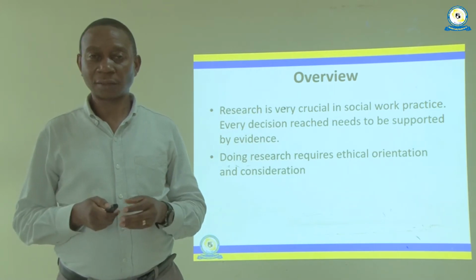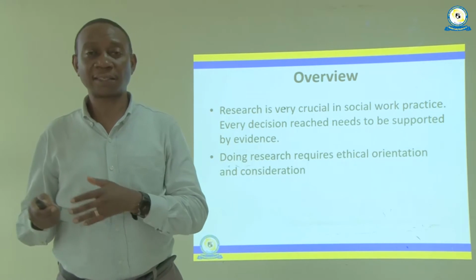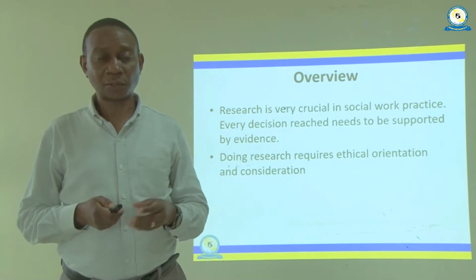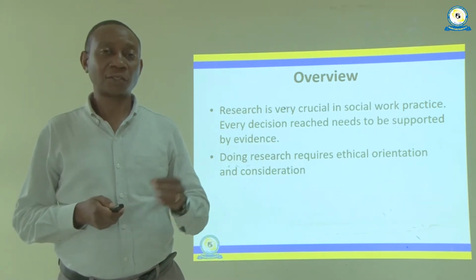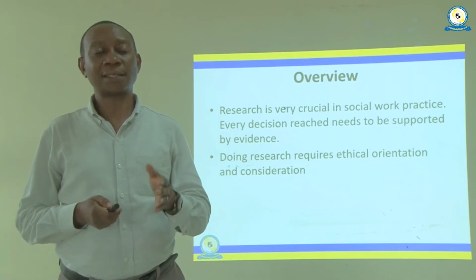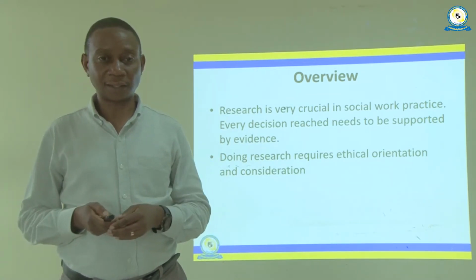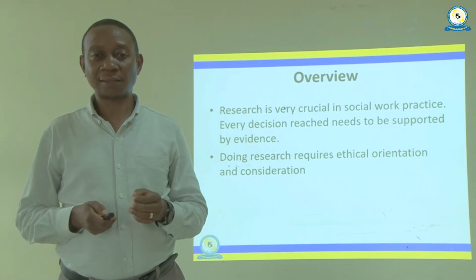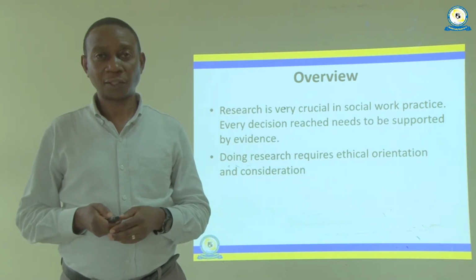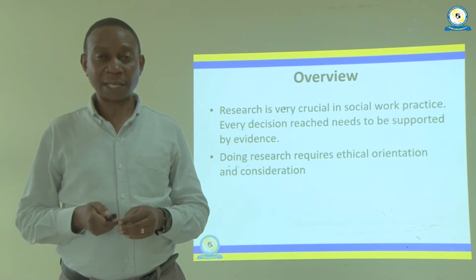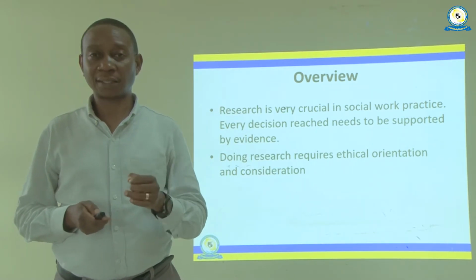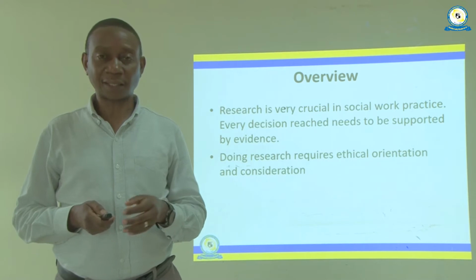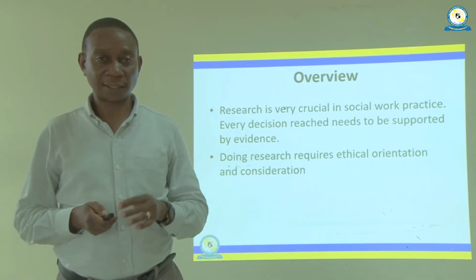Social research is not quite different from other social science research, but it in fact supports what social work is doing. That's what we call social research. There are some issues that are concentrated in social research, other than in other social science research. So, as I've said, doing research requires ethical orientation and consideration. You need to make sure that whatever you collect abides by ethics, by the standards, by the principles in doing research, in collecting data, and in involving the participants during the whole exercise.